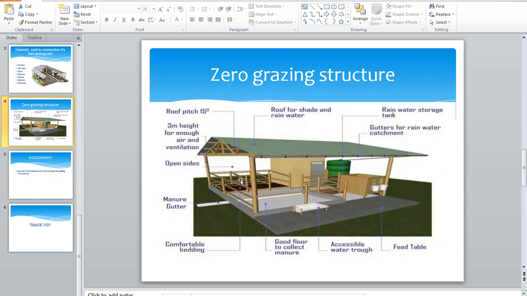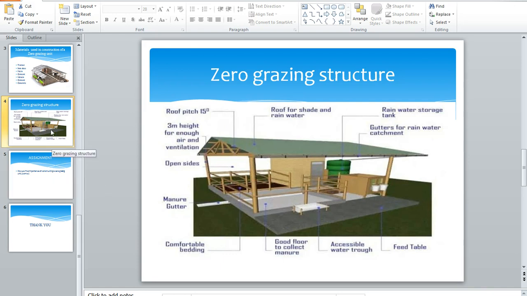Then there is also some beddings, comfortable beddings where the animals can rest peacefully after eating. Then here there is also a good flow that will help in collection of manure. Then the water troughs to help in the drinking of water, and also the feed table here. So basically that is zero grazing unit.